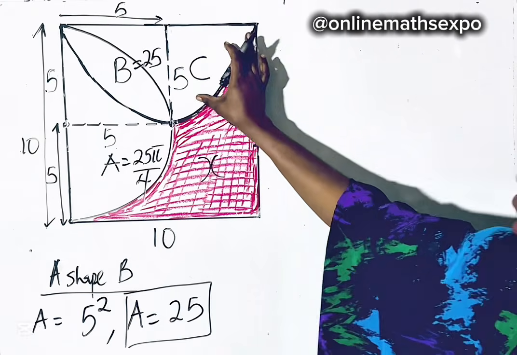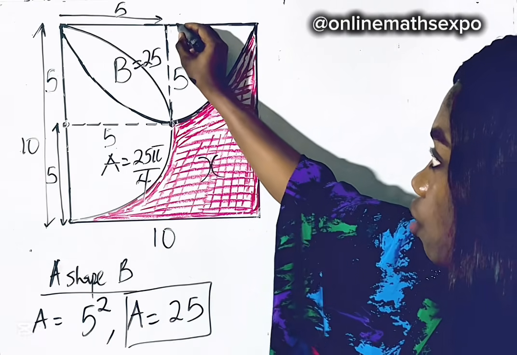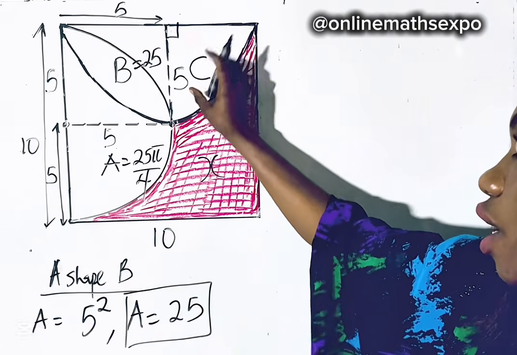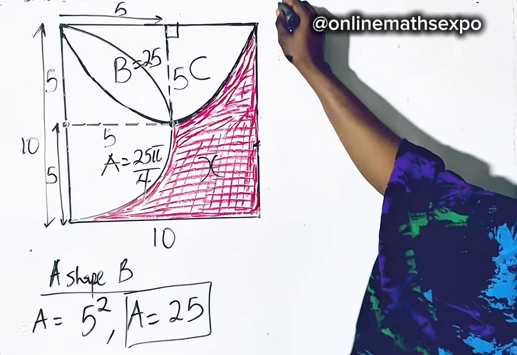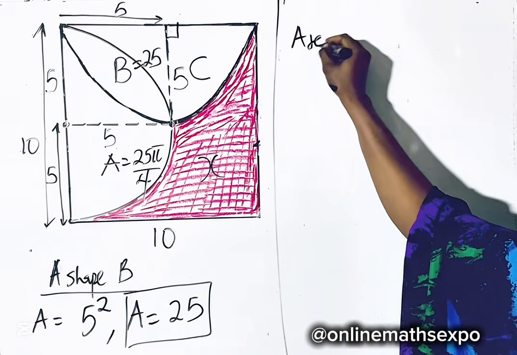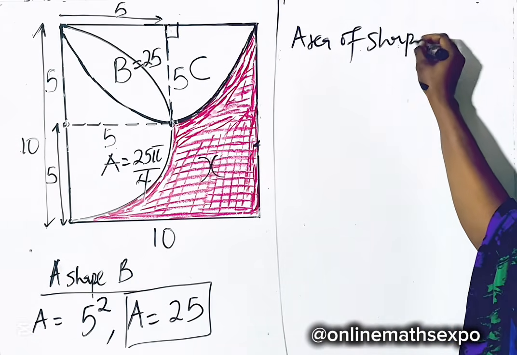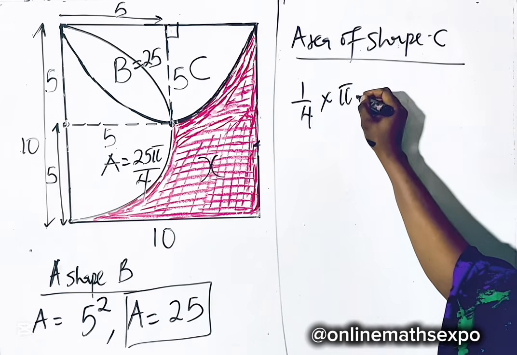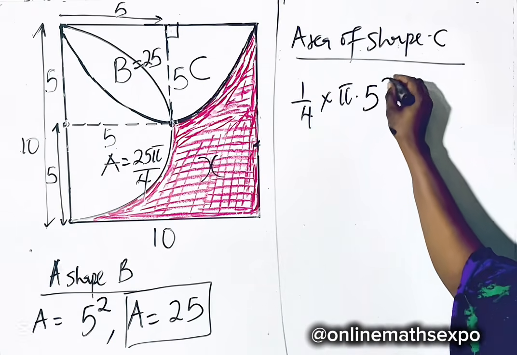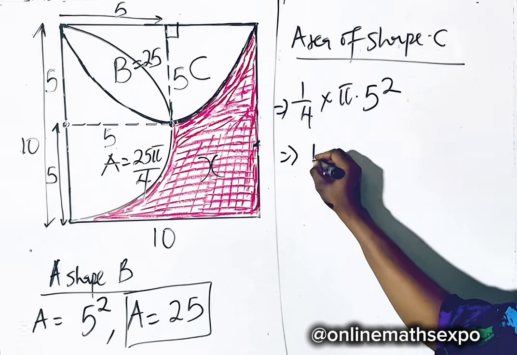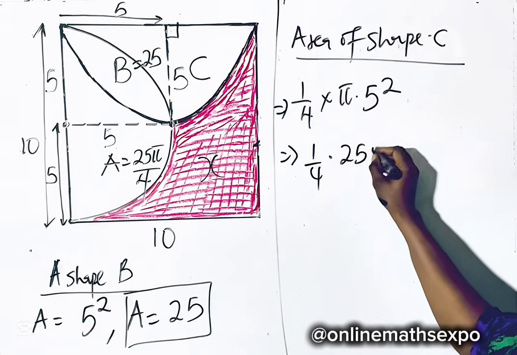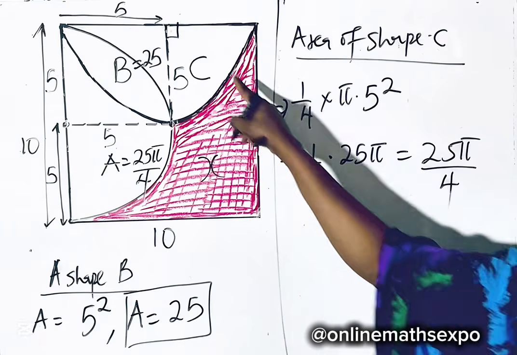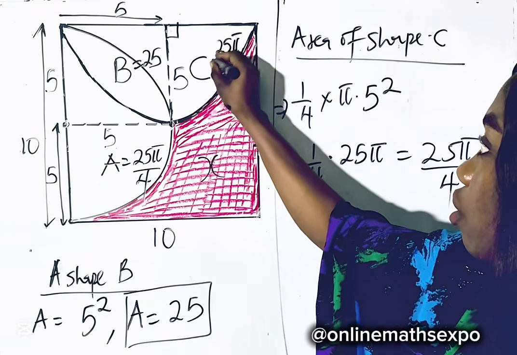Now to find the area of shape C, you see that shape C has a right angle there. This shape C is also a quarter circle, and from here to here is 5. So the area of shape C is the same as 1/4 multiplied by pi multiplied by the radius, which is 5 squared, and that gives us 1/4 times 25 pi, which is the same as 25 pi over 4. So this gives us 25 pi over 4.